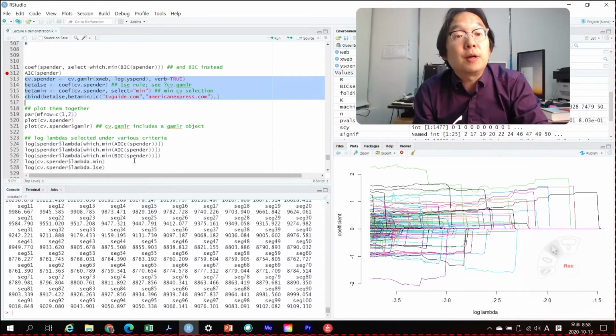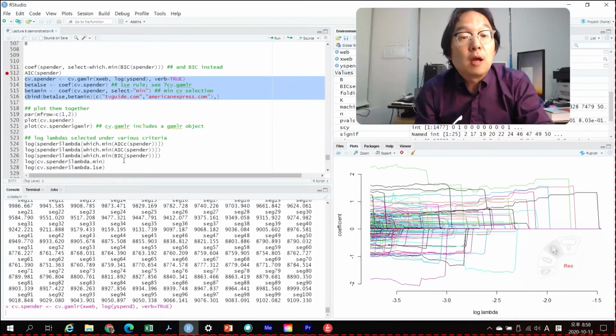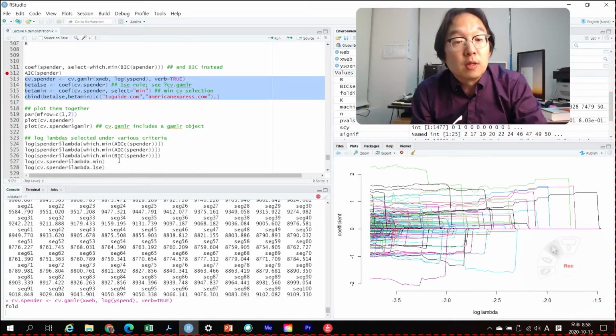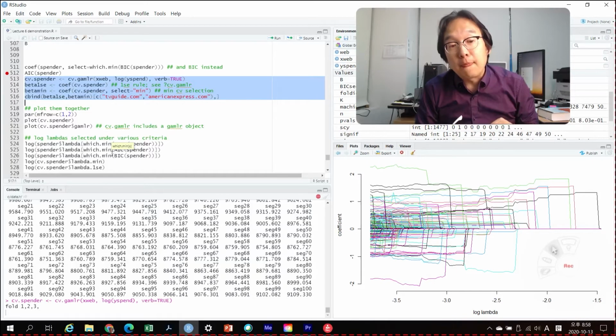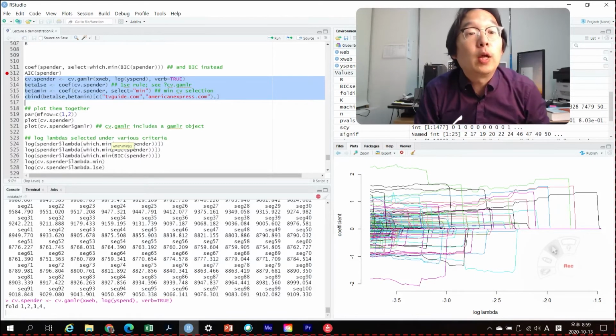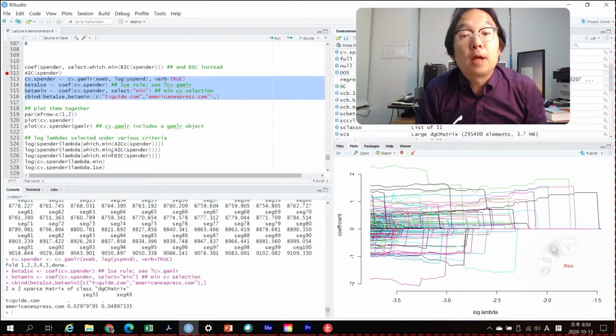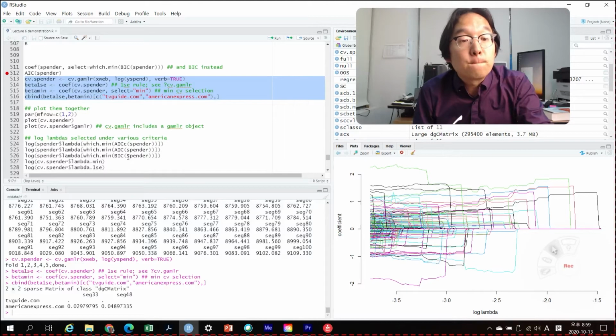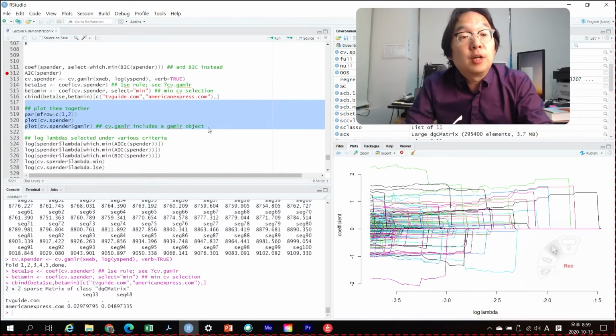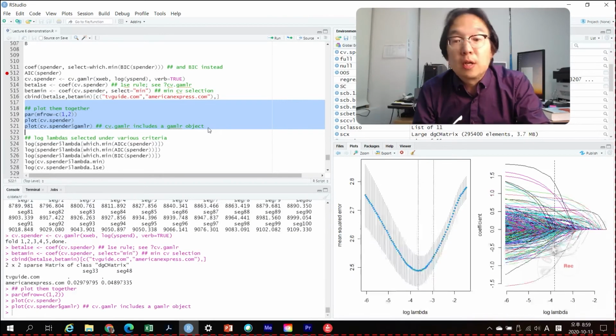And then cross-validation of spender with this. You do the folded approach of cross-validation, and then run the lasso. And then plot them together like this. It will look like that.